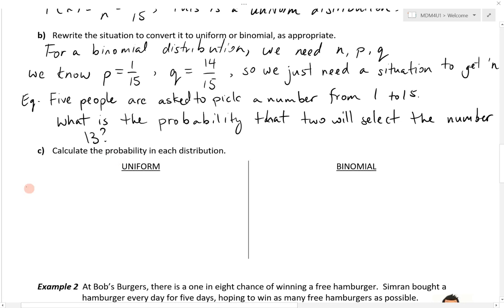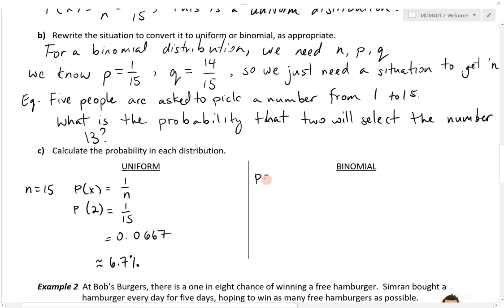So for the uniform, N equals 15. Probability is equal to 1 over N. So the probability of 2 is equal to 1 out of 15, and that's equal to 0.0667, or 6.7%.